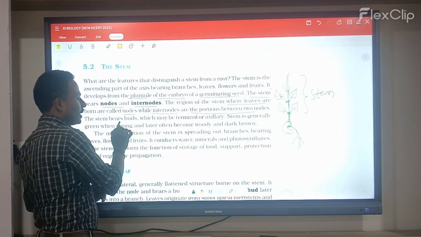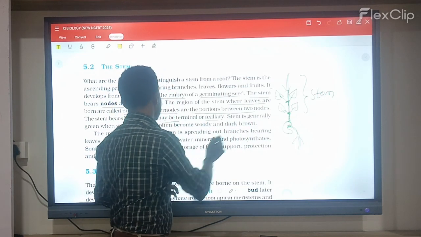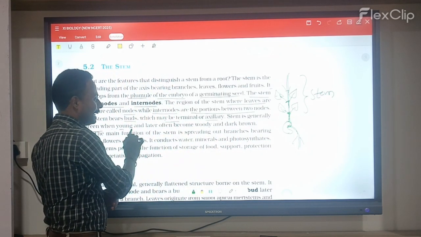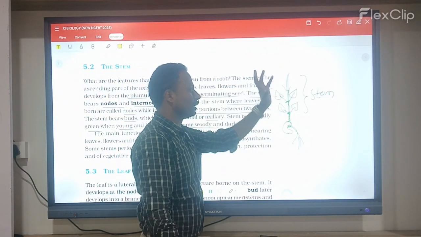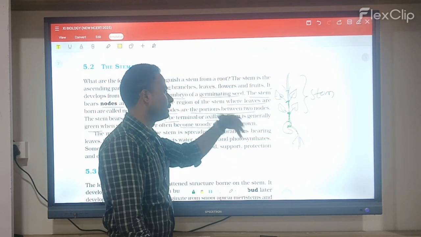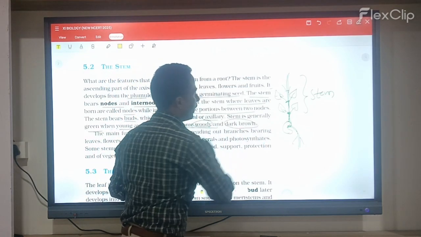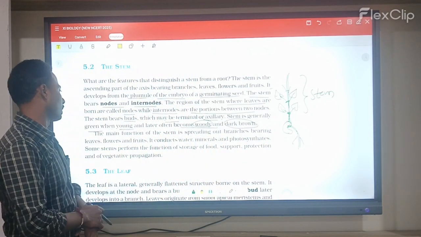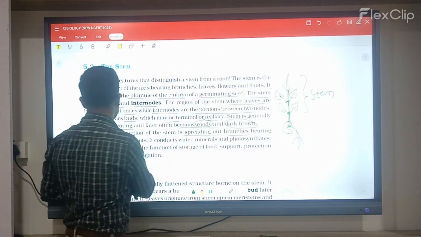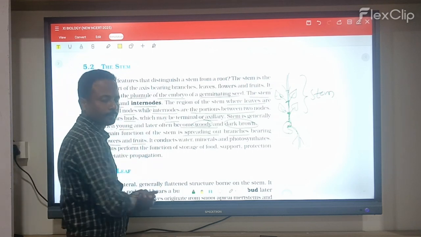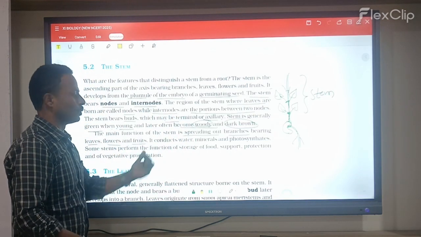Now the stem bears buds, which may be terminal or axillary. The stem is generally green when young, and later becomes woody and dark brown. Basically, the stem in the young stage is green in color, and after development becomes woody, appearing as bark of a dark brown color. The major function of the stem is spreading out branches bearing leaves, flowers, and fruits.